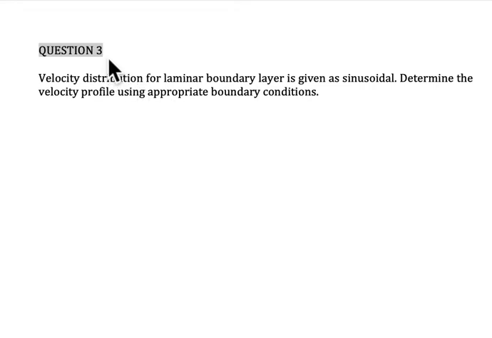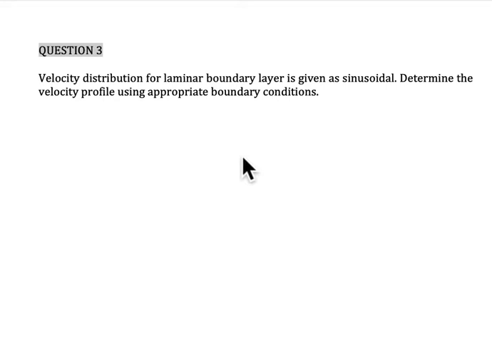Question number 3. Velocity distribution for laminar boundary layer is given as sinusoidal. Determine the velocity profile using appropriate boundary condition. In this question, it is similar with the question number 2.